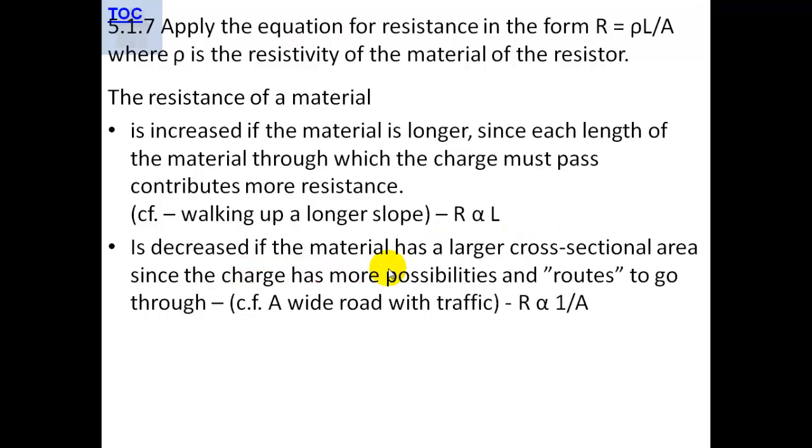Also, it's decreased if you have a larger cross-sectional area, since there are more possibilities for the current to flow through the wire. Compare a narrow road where the traffic cannot flow easily with a very wide road where traffic can flow. So basically, the larger the area, the smaller the resistance, the more traffic can flow, the more current can flow.